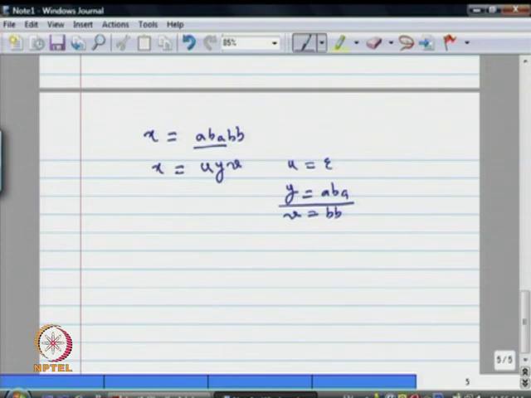Similarly, we see that the string a itself is a prefix of x. Similarly, the string ab is a prefix of x. ABA is a prefix of x. ABAB is a prefix of x. Similarly, the whole string ABABB is a prefix of x. Similarly, we can say that epsilon is a prefix of every string. So, these are the only strings which are prefixes of x.